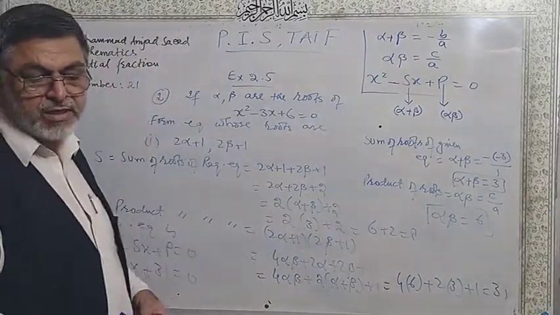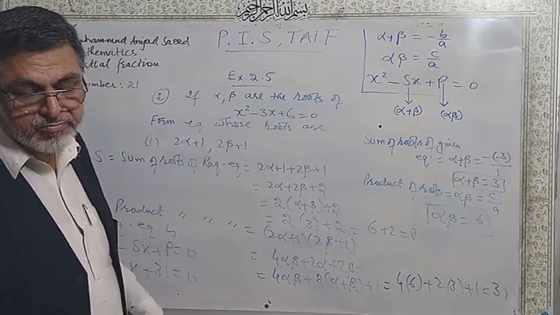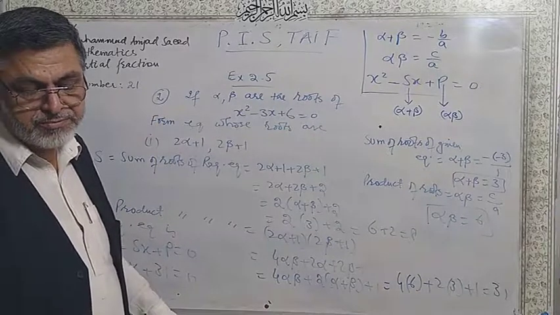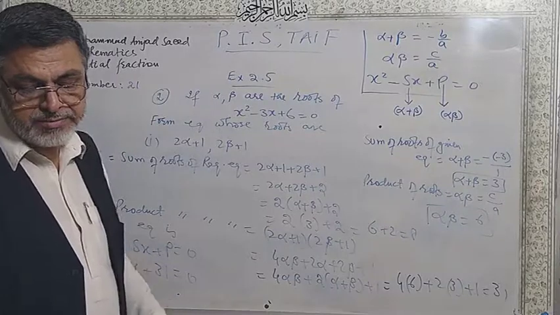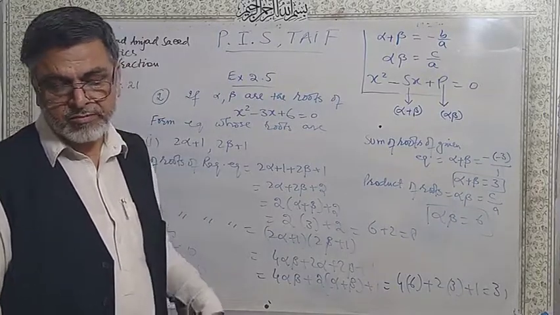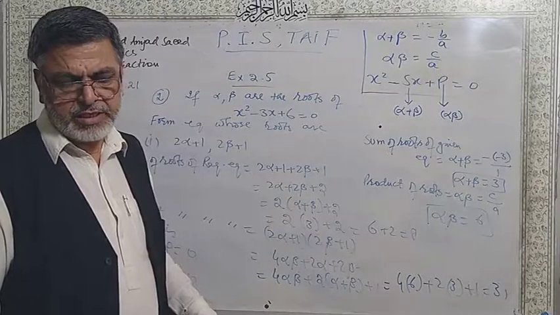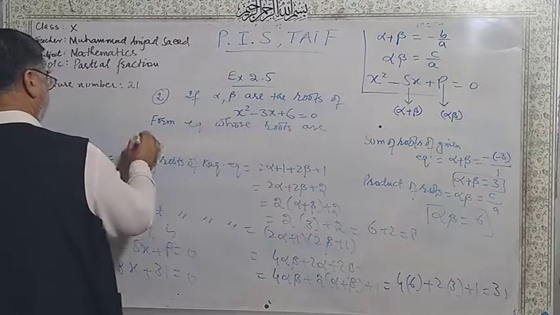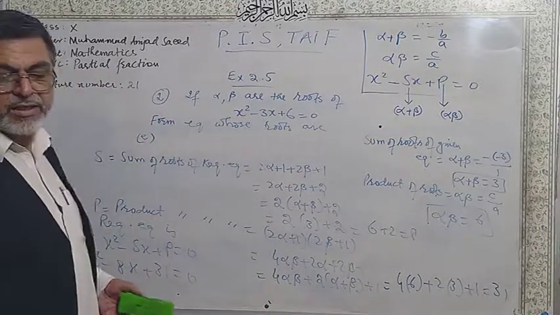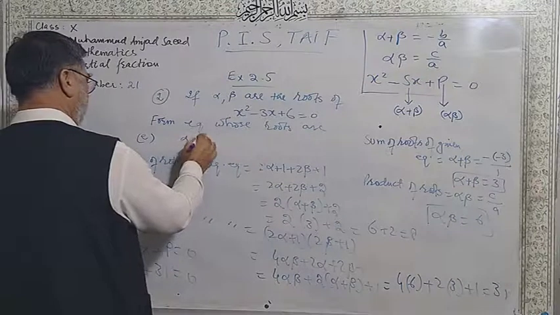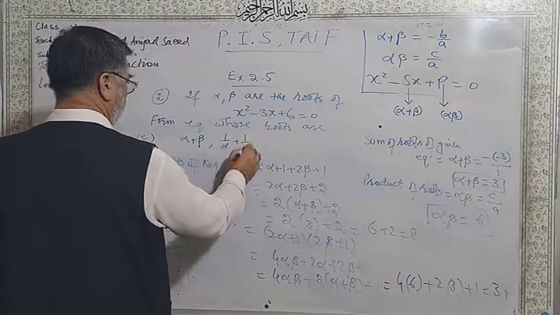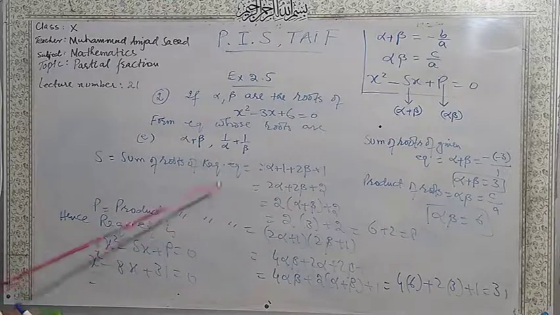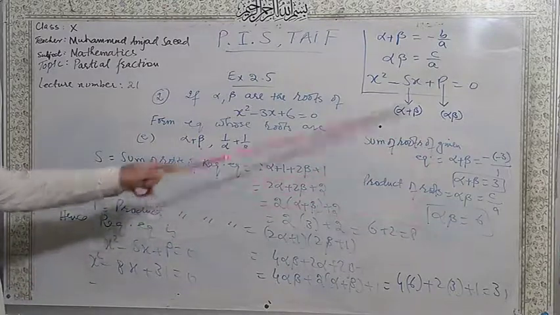Here is part number 2, I think 2, 3 you can do by yourself. And part number E, we can do part number E. Alpha plus beta, 1 over alpha plus 1 over beta. These are the two roots of required equation. They are as it is. They are used as it is.